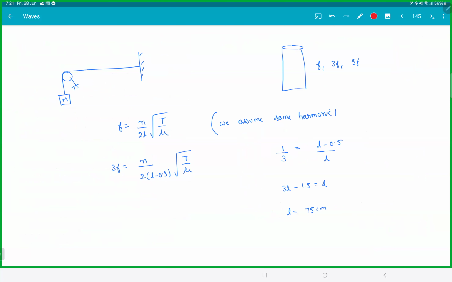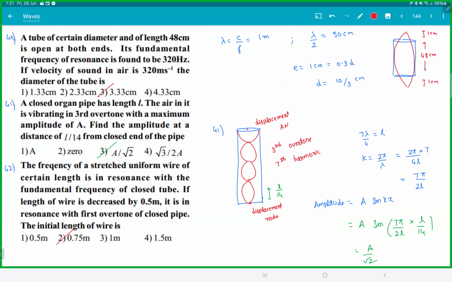Any doubts on this? The direct one, if you see, is all formula based. Let's see one more. Going ahead.